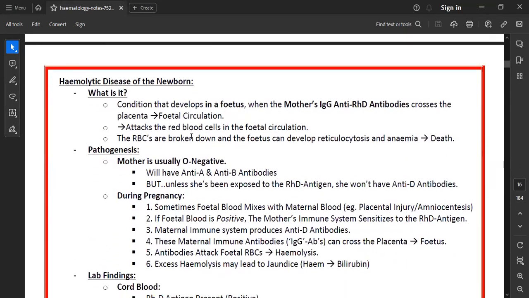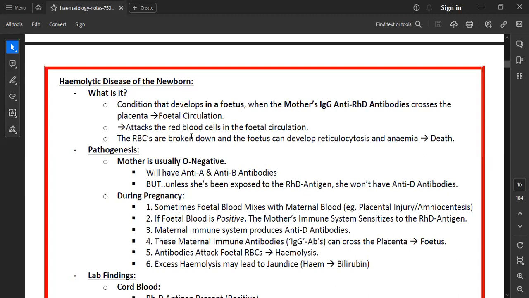You can also have another condition called hemolytic disease of the newborn. It's a condition that develops in the fetus. The mother's IgG anti-RhD antibodies cross the placenta and attack the fetus. They attack the red blood cells of the fetus, so the red blood cells get broken down. The fetus can develop reticulocytosis, anemia, death. It will be chronic anemia.